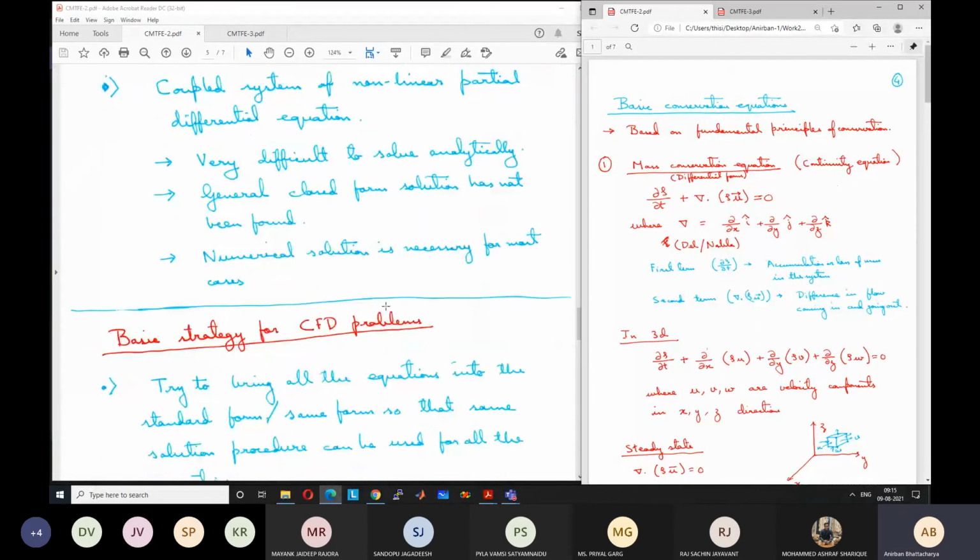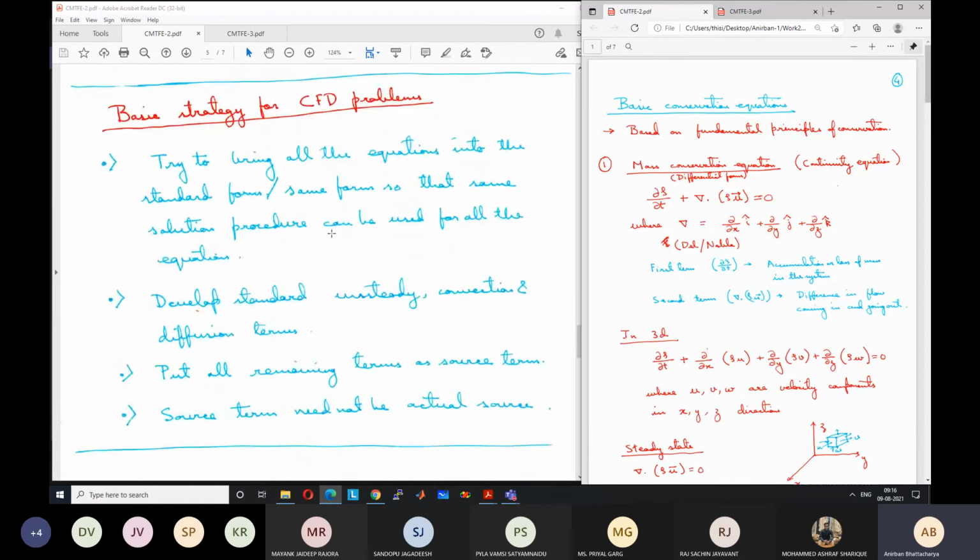However, for most general cases where you have a complicated geometry and most of the terms of the equations are present, we need some sort of numerical solution, and that is why we are learning this course, to find out what numerical solutions are possible.